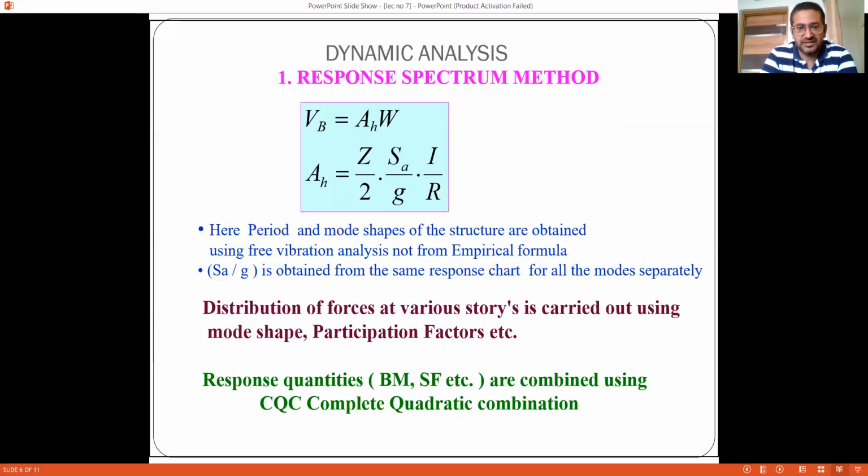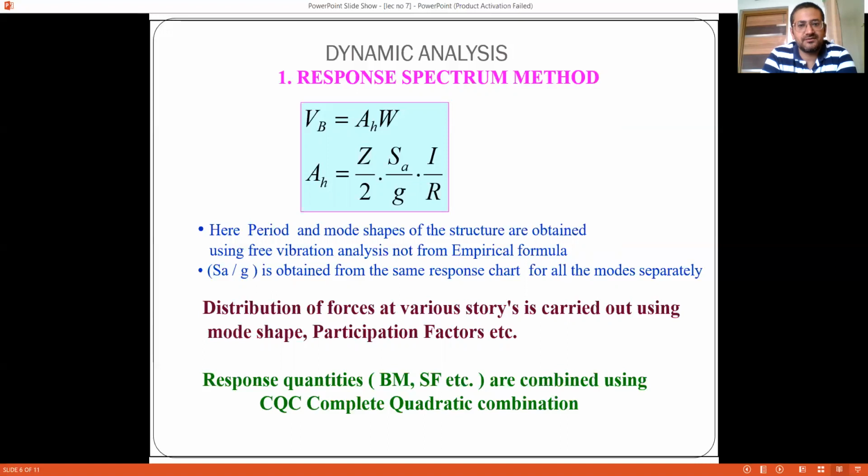So based on the behavior of the structures corresponding to every mass, we are going to have a set of eigenvalues and eigenvectors. And using these eigenvalues and eigenvectors, the time period is going to be found out, right? And that is the only major difference between the static coefficient method and the response spectrum method, because in the response spectrum method, empirical formulas are not used to find out the time period.